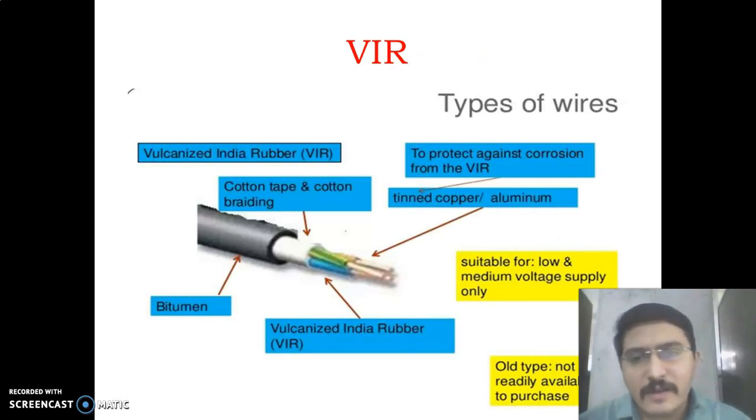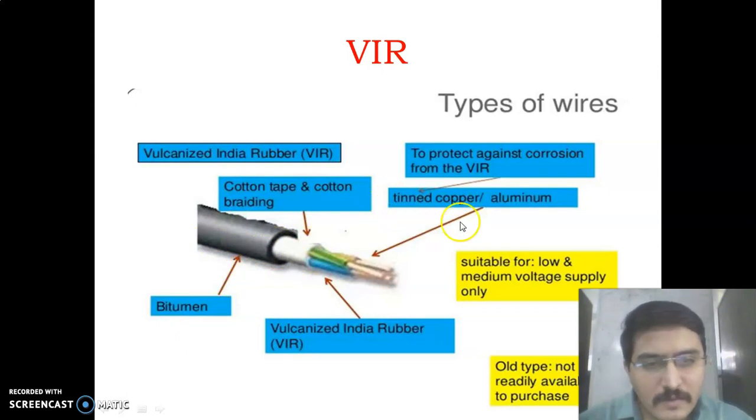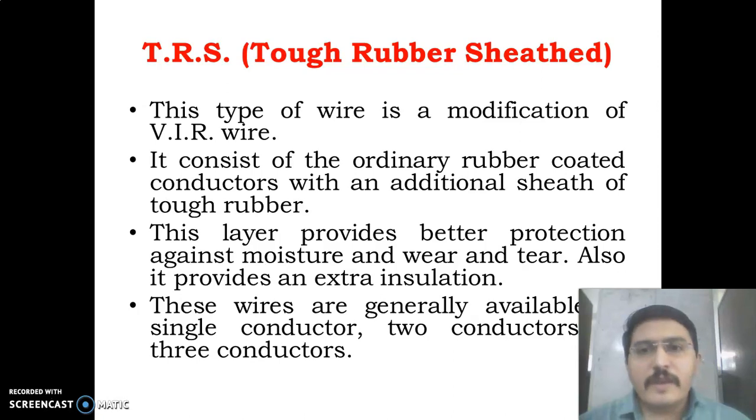VIR stands for vulcanized India rubber. VIR uses cotton tape and cotton braiding. It also uses bitumen, and tinned copper or aluminum conductors are used inside this VIR. This VIR is suitable for low and medium voltage supply only, but nowadays these are very rarely used and not easily available. So TRS is the modification of VIR.